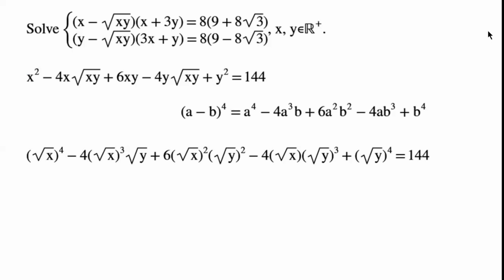The equation can be written as (√x)⁴ - 4(√x)³√y + 6(√x)²(√y)² - 4√x(√y)³ + (√y)⁴ = 144, which can be written as (√x - √y)⁴ = 144 by the binomial expansion with the power of 4.